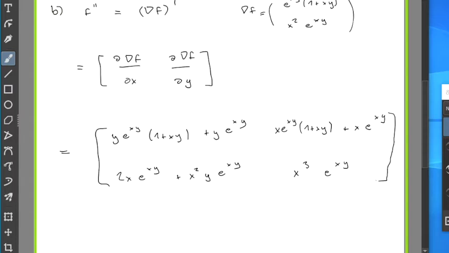So yeah, that's the solution to 1b. Okay, and now we need to evaluate f, the gradient of f, and the Hessian of f in 0, 0. That simply amounts to setting x and y equal to 0 in all of the expressions. So let's do that.